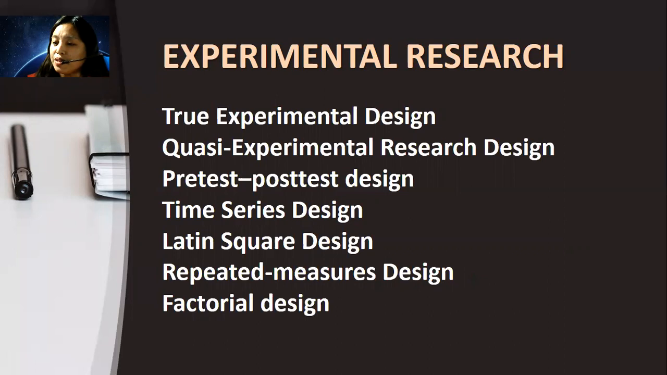Now, in experimental research, there are different types. There are true experimental designs and quasi-experimental research designs, and there are also subtypes, which are the pre-test, post-test design, time series design, Latin square design, repeated measures design, and factorial designs.